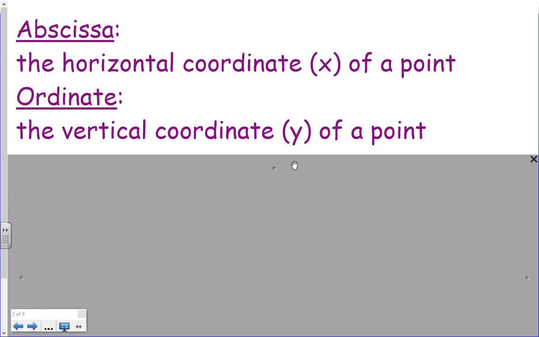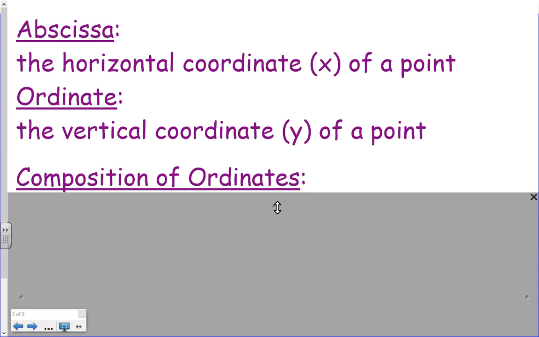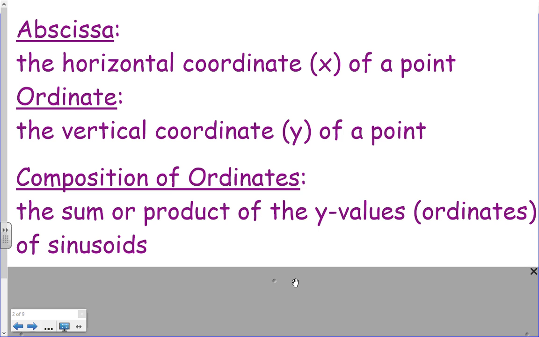And the ordinate is the name that's given to the vertical component, or the vertical coordinate. That is usually the y value, but again, it doesn't have to be y. It could be a different variable name. So abscissa and ordinate are the names of those two parts that make up an ordered pair in the Cartesian coordinate system. So when we use the term composition of ordinates, we're talking about the sum or the product of these y values, the ordinates of sinusoids.